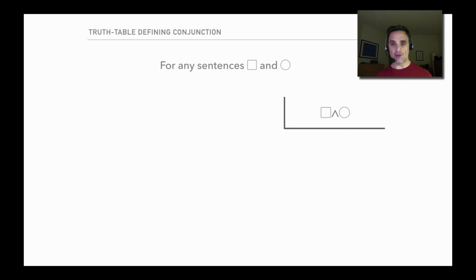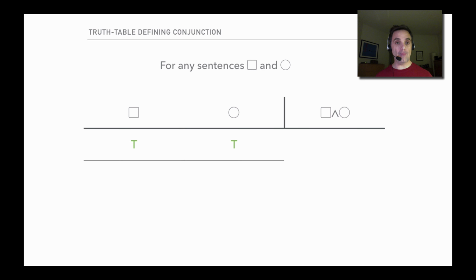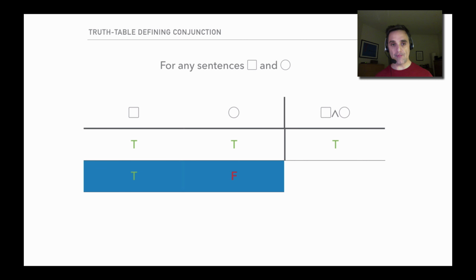So here we have a conjunction of box and circle, and we're going to have our columns for the truth values for box and circle. So if both box and circle are true, then the conjunction is also true. If box is true and circle is false, so if the left conjunct is true and the right conjunct is false, then the whole conjunction is false. It's saying they're both true, and that's not the case. The right one is false.